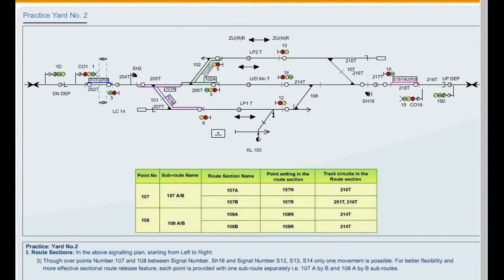Though over points number 107 and 108 between signal number SH16 and signal number S12, S13, S14, only one movement is possible. For better flexibility and more effective sectional route release feature, each point is provided with one subroute separately, that is 107A by B and 108A by B subroutes.